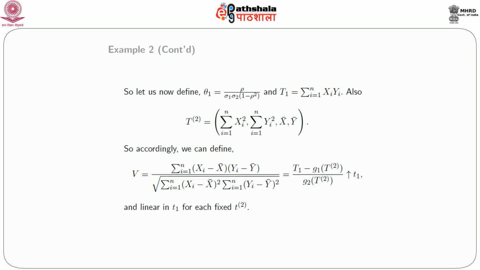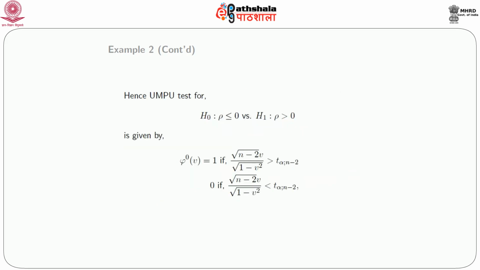So accordingly we can define V equal to summation (xi minus x bar)(yi minus y bar) divided by root over summation (xi minus x bar) square into summation (yi minus y bar) square. This is equal to (T1 minus g1(T2)) divided by g2(T2), and it is increasing in T1 and it is linear in T1 for fixed T2.